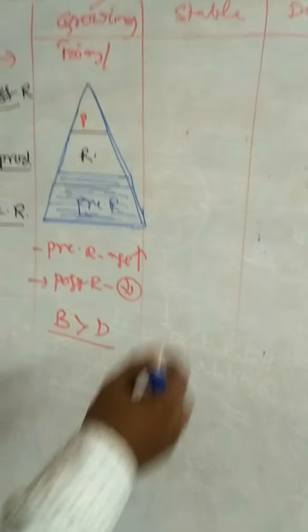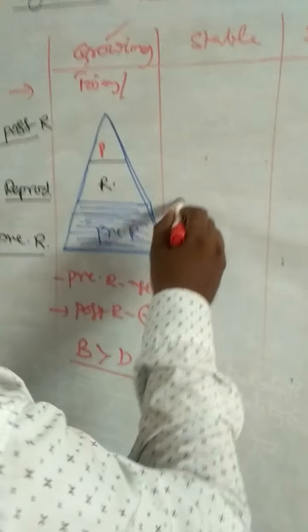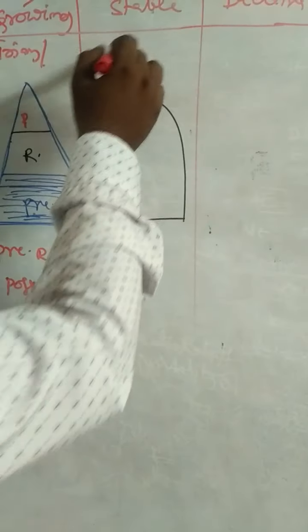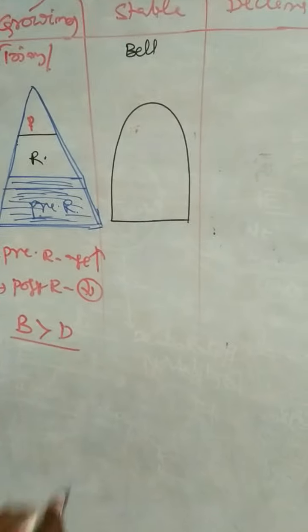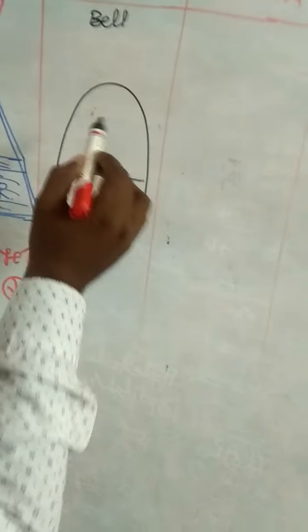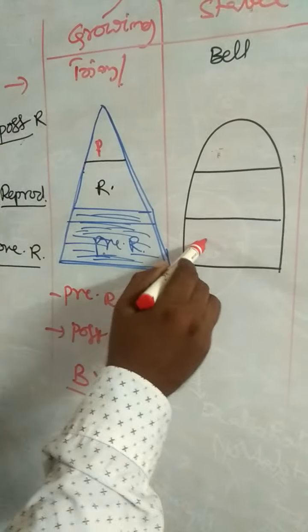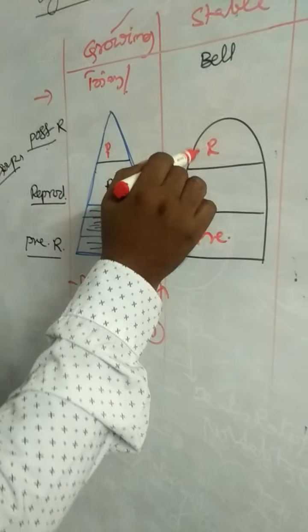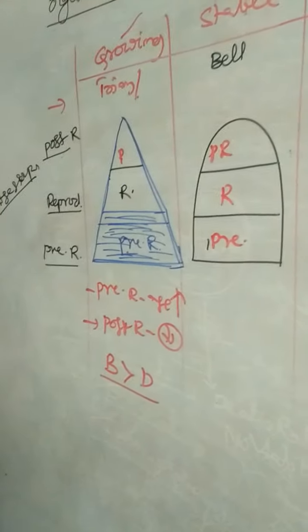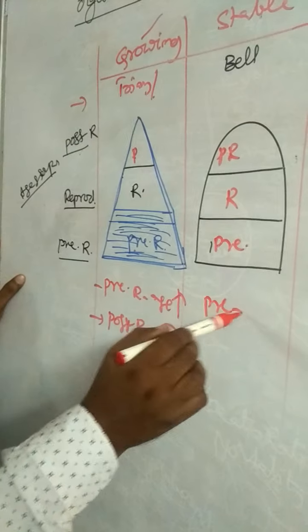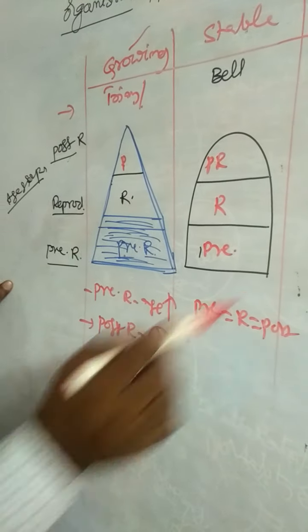And coming to stable population. In a stable population, all are equal. The shape of the stable population is bell shape. In the bell shape, pre-reproductive, reproductive and post-reproductive age groups are all equal. Pre-reproductive is equal to reproductive is equal to post-reproductive age group.